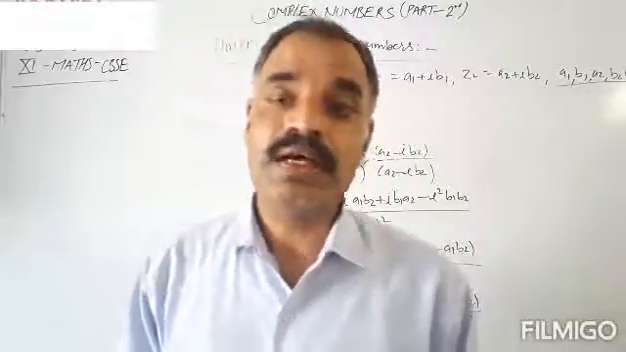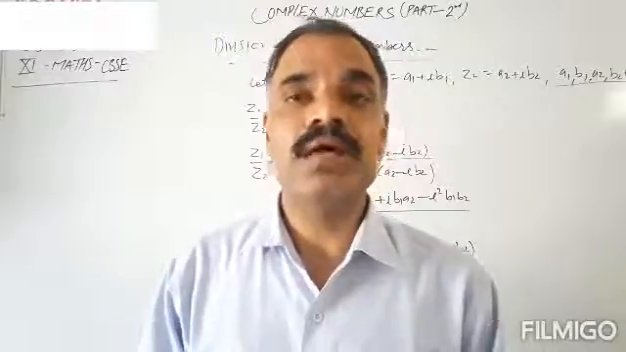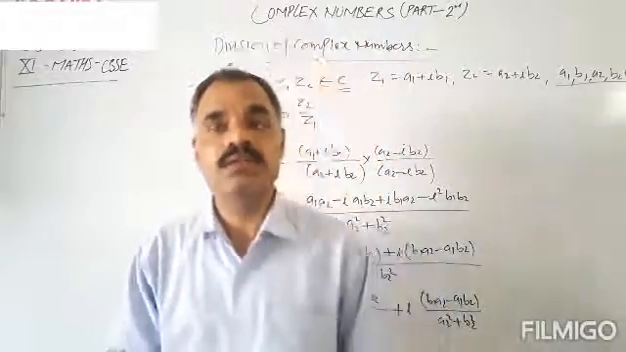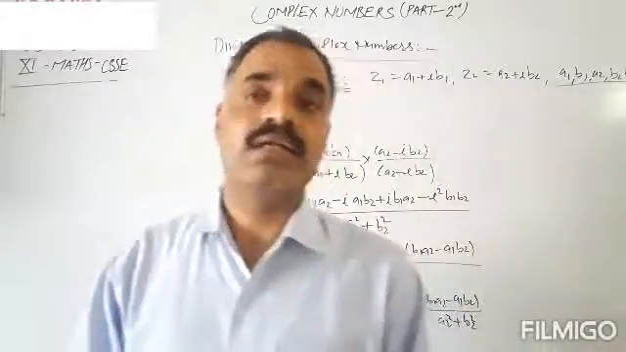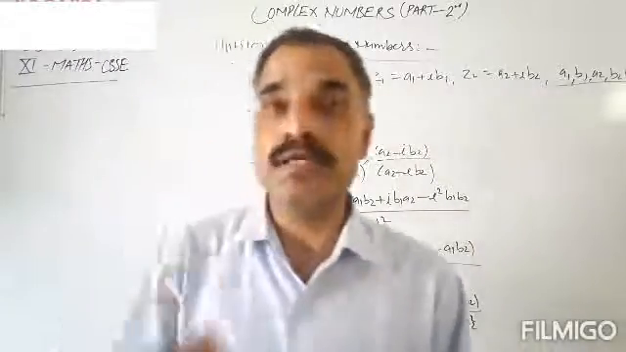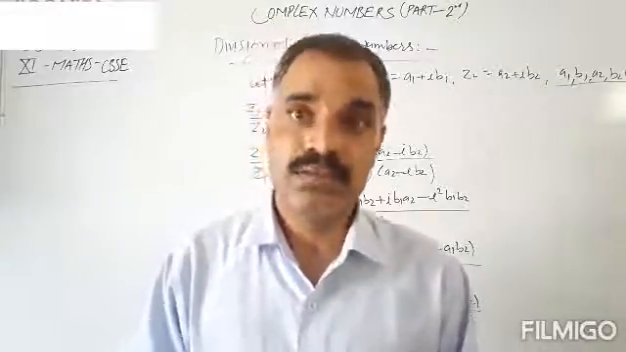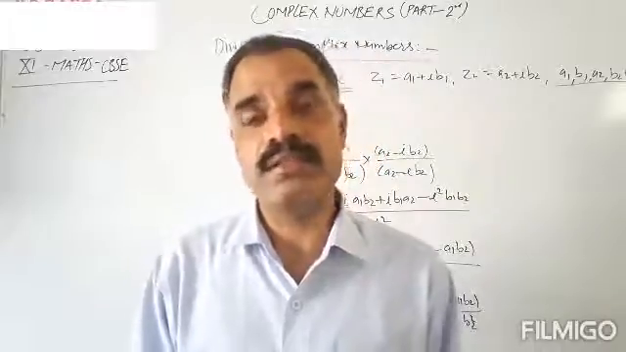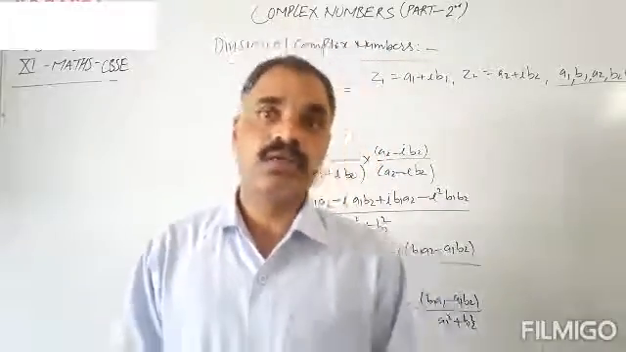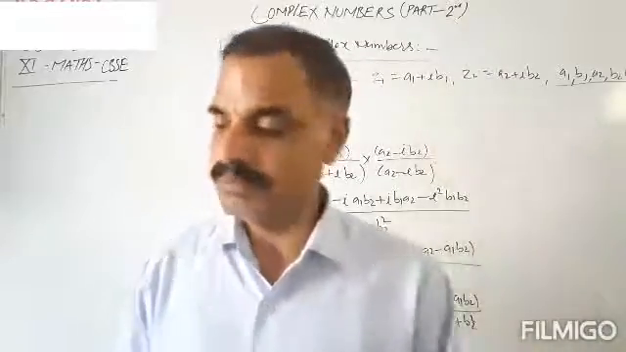Similarly, we can find z2 upon z1. So this is the multiplication of two complex numbers, and this is the division of two complex numbers. Division of complex numbers does not follow any property, meaning it is not commutative, associative, identity, etc. It does not have these. Okay, so now we will discuss another topic.